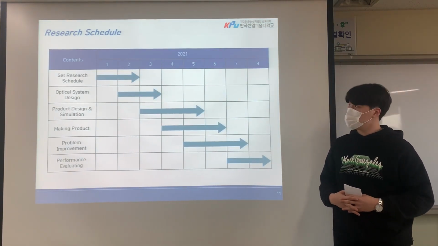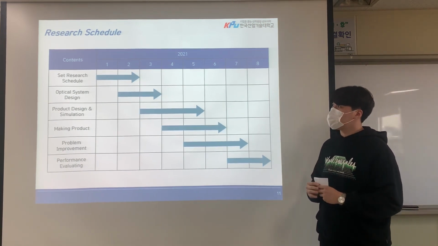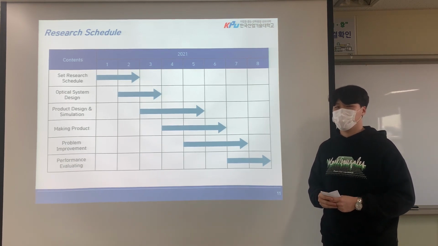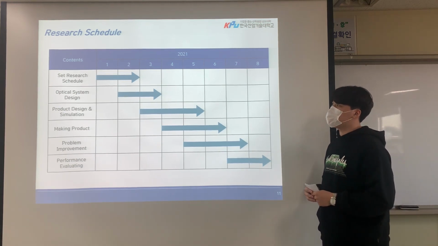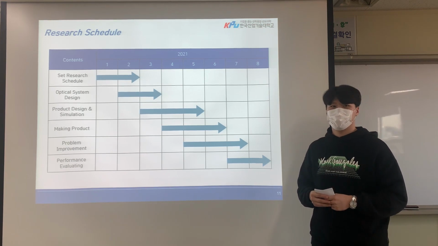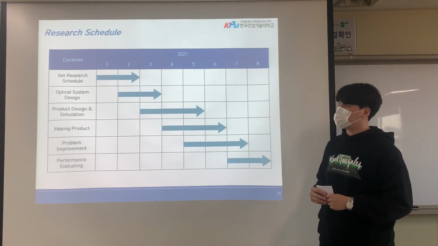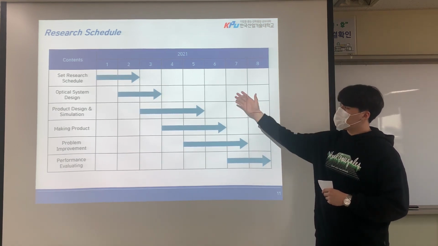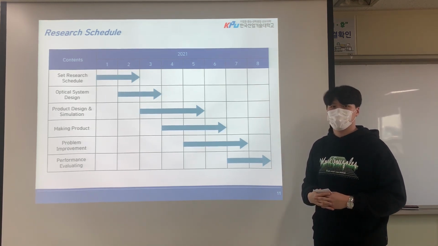Next is the overall schedule of the research. As you can see in the table, this schedule shows approximately all the processes until the final presentation, and it may change. Through patents and theses on solar power generation in January or February, we looked at the principle of power generation and the latest technology trends. At the same time, we are working on the optical design of lenses and mirrors.